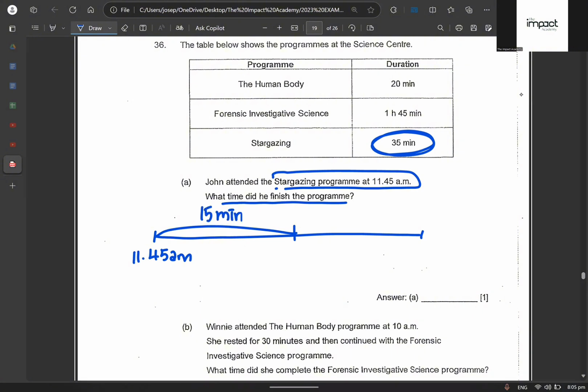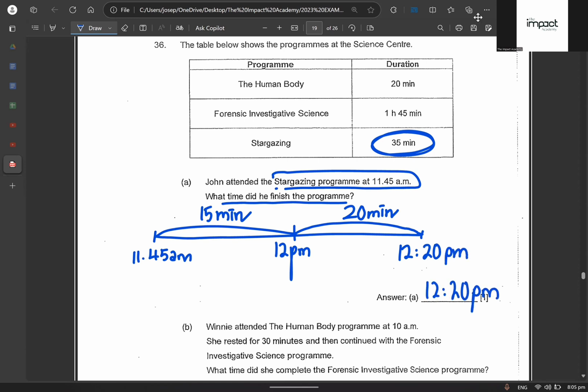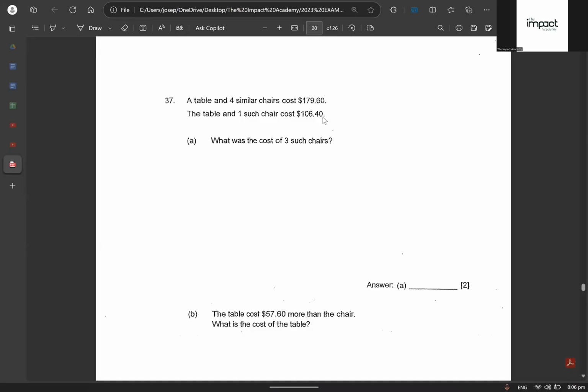Am I making sense or not making sense? Over here, we get to 12 a.m. Agree or disagree? And then after that, how many more minutes do I need to add? I just need to add another 20 minutes. Agree or disagree? In fact, over here, this is not 12 a.m. This is 12 p.m. Right? So that's the reason why your answer for this question has to be 12:20 p.m. And this is your answer for this question.